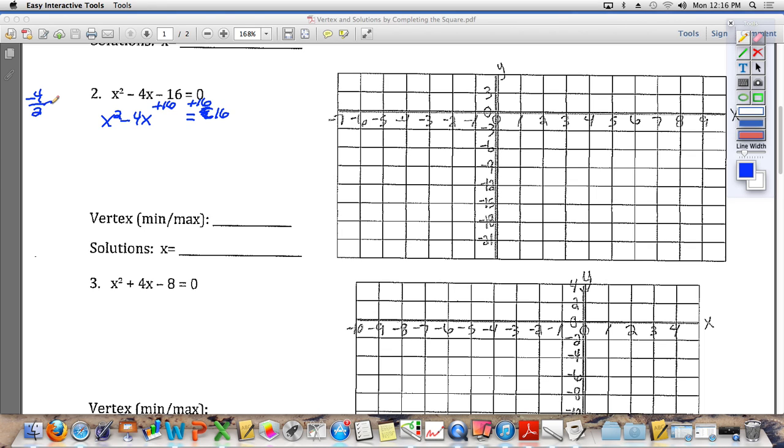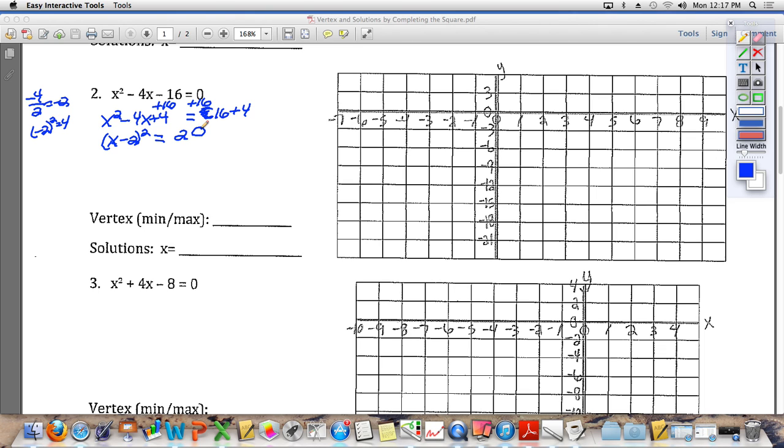All right, then I go over to the side, and I take half of negative 4. So negative 4 divided by 2 is negative 2. You take the negative 2, you square it, you get 4. So I add 4 to the left, I add 4 to the right. These 3 terms have created for me the perfect square. X minus 2 squared is equal to 16 plus 4, which is 20.